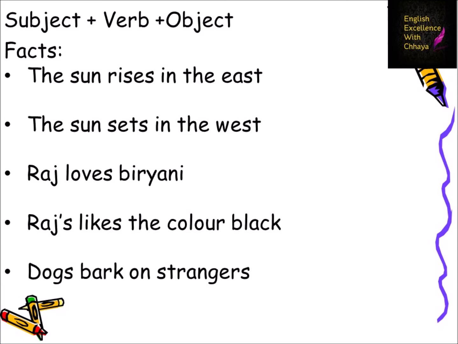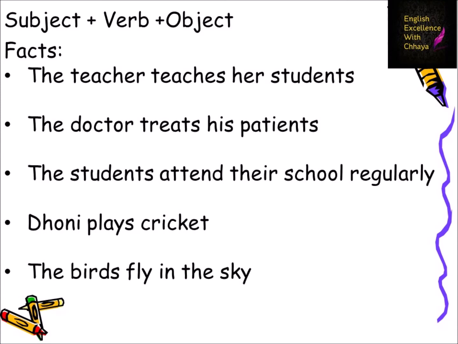The ing form of the verb is used only when the activity is ongoing at that particular moment. When we are talking about facts, we have to use the base form of the verb. Hence, the sun rises, Raj loves, dogs bark, as if it happens all the time. Some more sentences which are facts which use the subject, verb, object format. The important thing to notice, the subject uses the verb in the base form as it's a statement of fact.